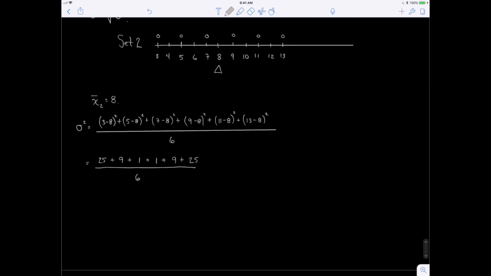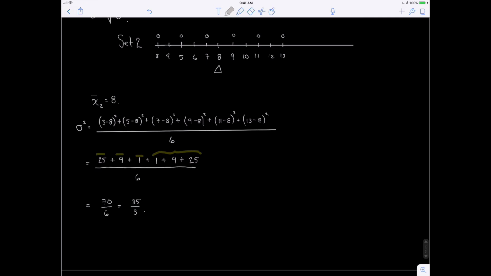Notice this one that I have, let's see, if I have 25 plus 9 plus 1, well 9 plus 1 is 10. 10 plus 25 is 35. And then look, I have the exact same numbers there, so it looks like I have a total of 70. I divide it by 6. So let's see, 70 divided by 6. Oh, you know what? We can reduce that a little bit. That's the same as 35 over 3.